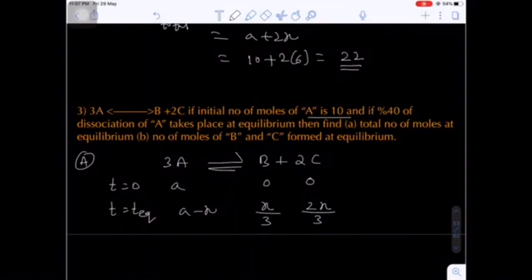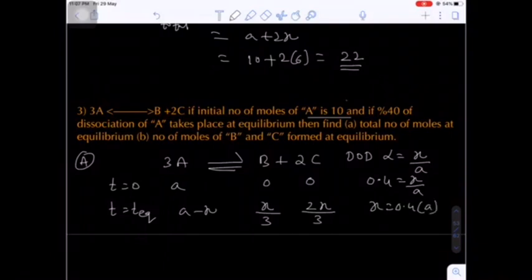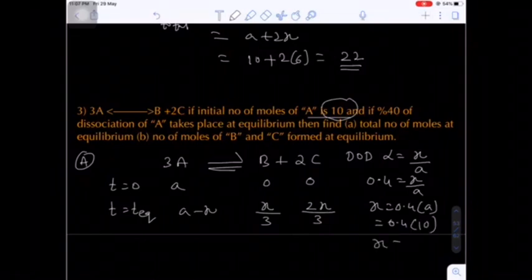Are you getting my point? Now initially how many moles of A? Initially taken 10 moles. Okay. Now what is the alpha given to you? 40%. So DOD, that is the alpha, x by A. What is the alpha given to you? 0.4 is equal to x by A. X is equal to 0.4 into A. What is the A? Initial number of moles. How many initial number of moles? 10. So 0.4 into 10, that is equal to x is equal to how much?